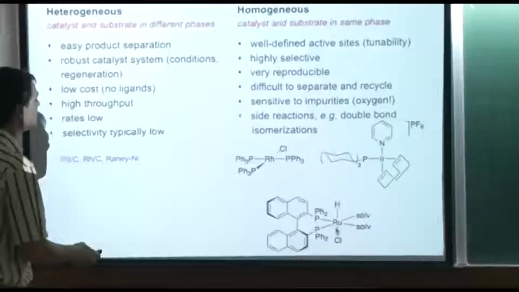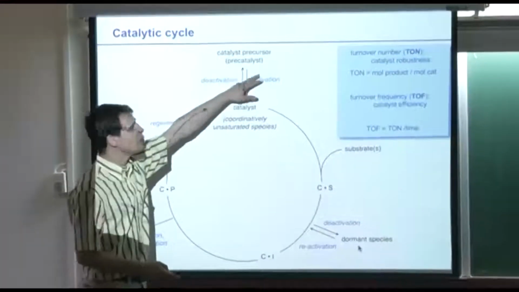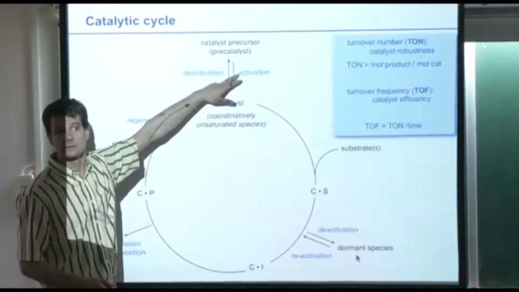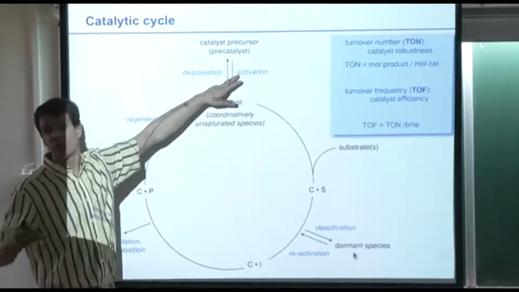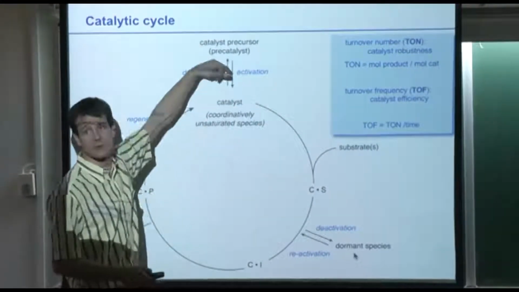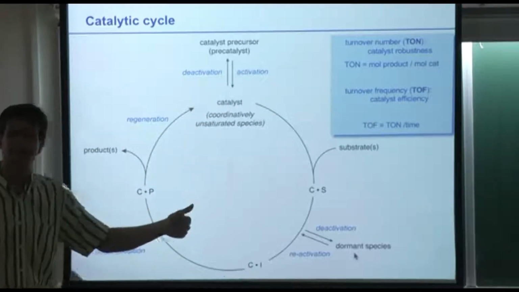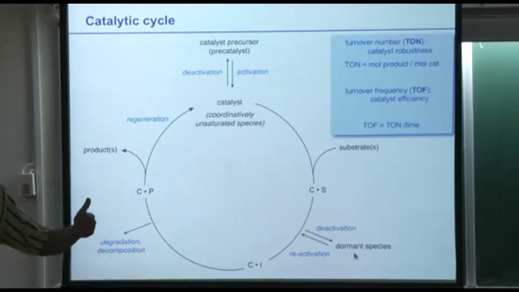Just to make this clear, the poison can interfere here. And then it's actually not poisoning the cycle, but it's poisoning the activation. And that holds both for the mercury experiment as well as for the phosphines and so on.